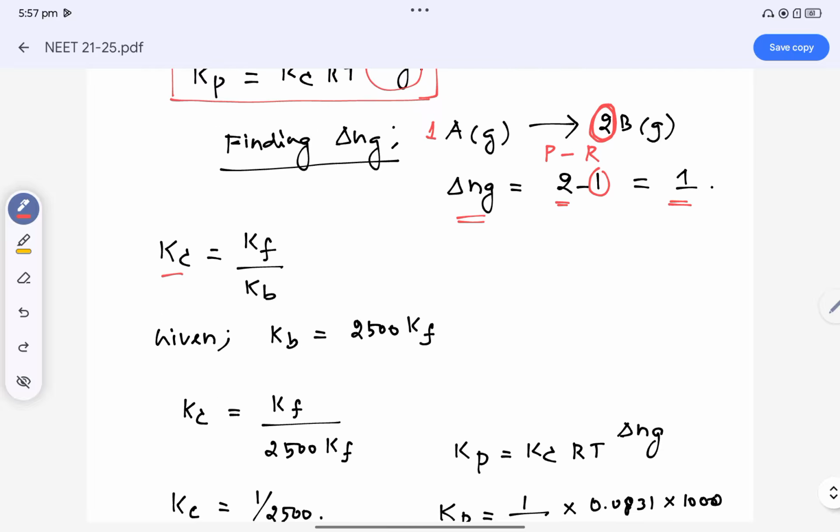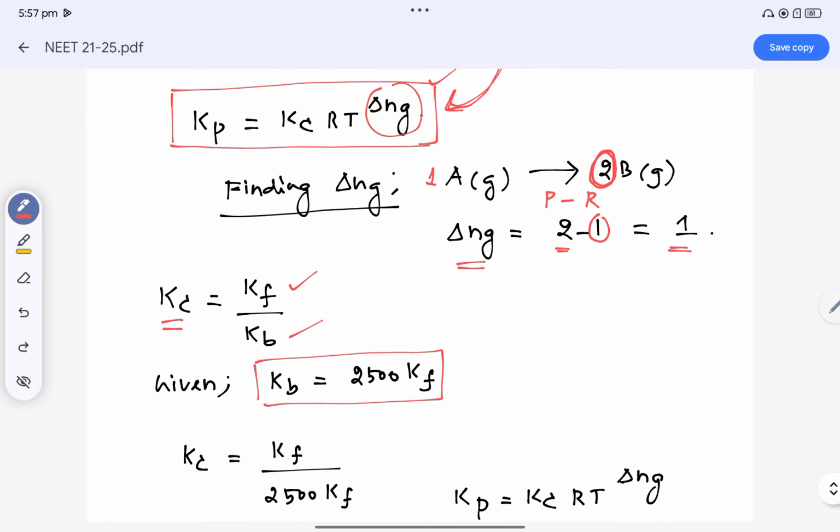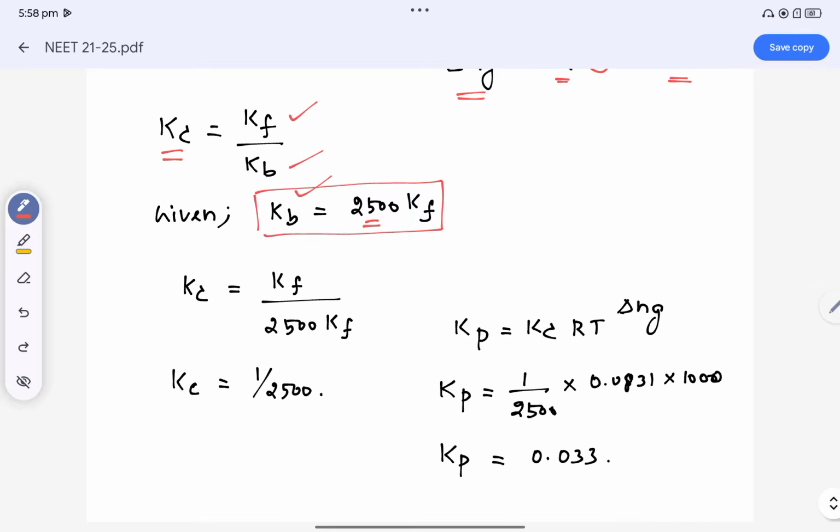Now we know that Kc is equal to the ratio of Kf upon Kb. But the given value is in the problem: Kb is equal to 2500 Kf, since the backward rate constant is higher than the forward rate constant by a factor of 2500. Substitute this value: Kc is equal to Kf over 2500 Kf. Cancel this, Kc is found to be 1 upon 2500.